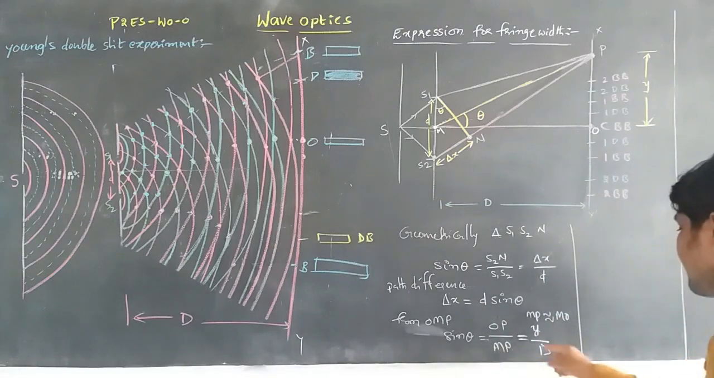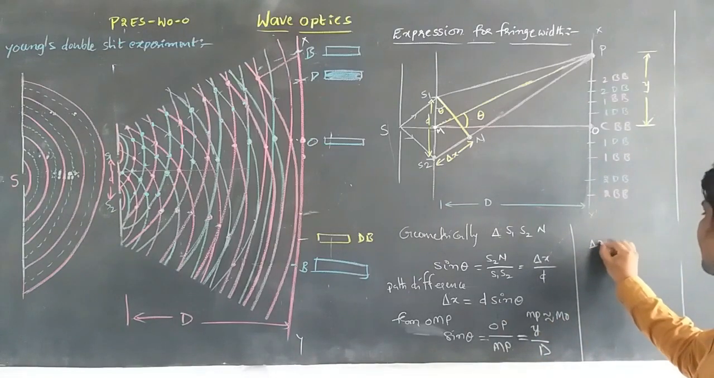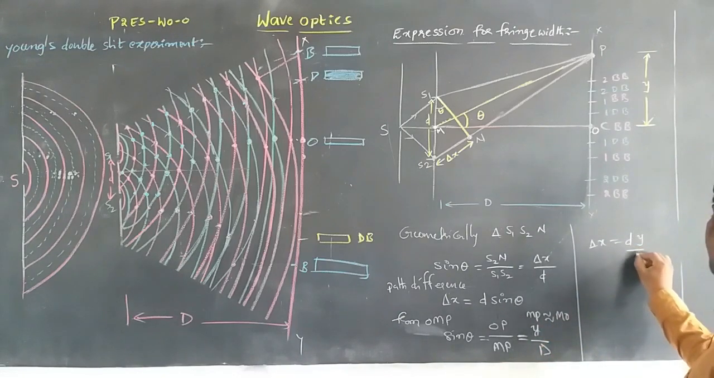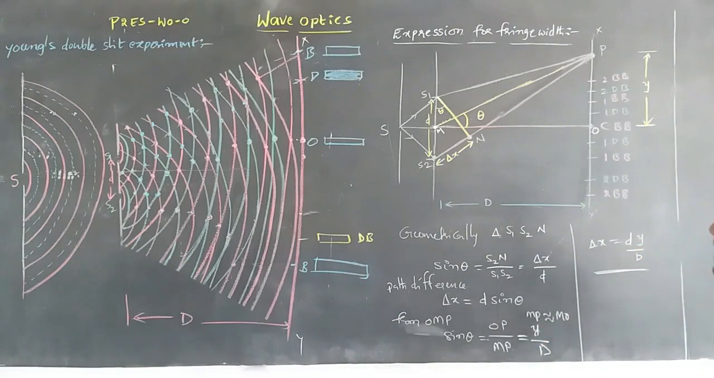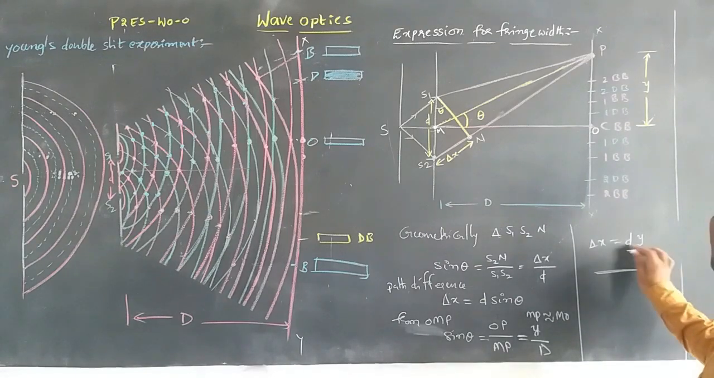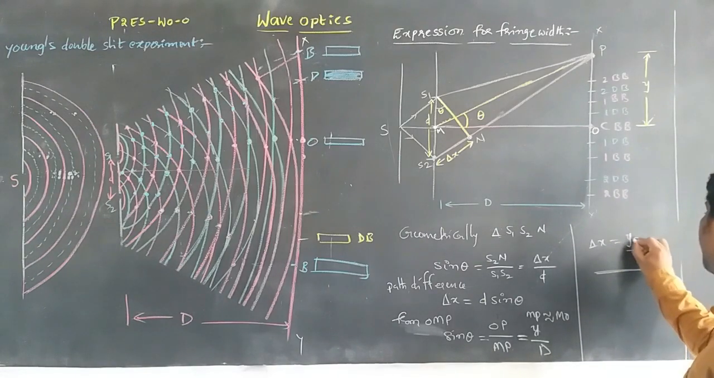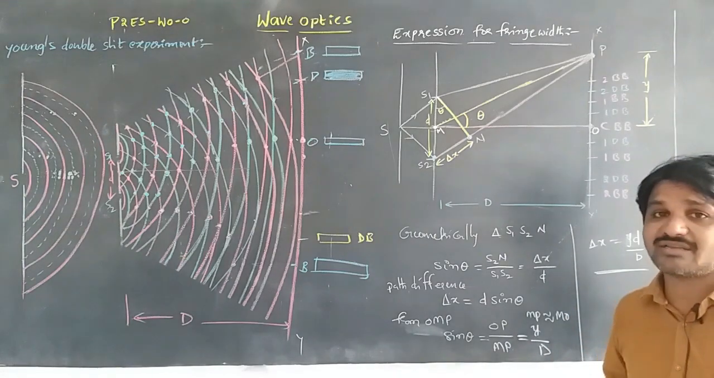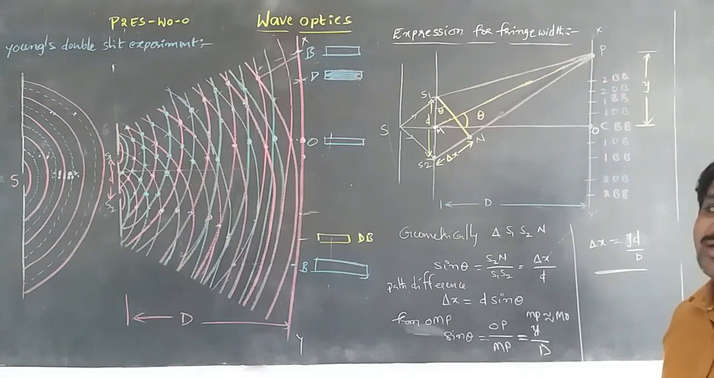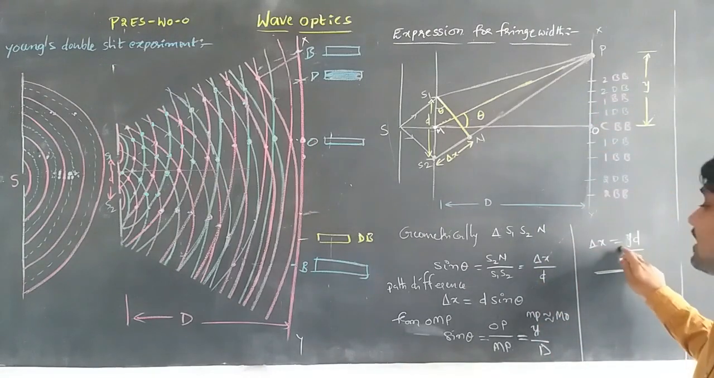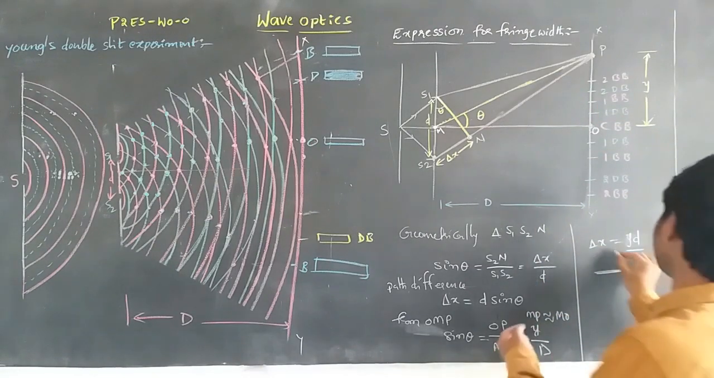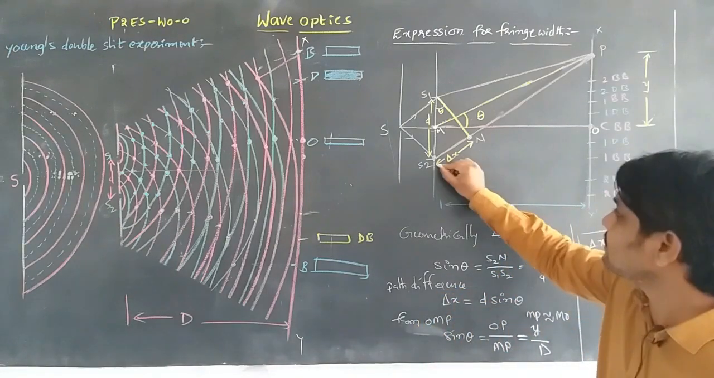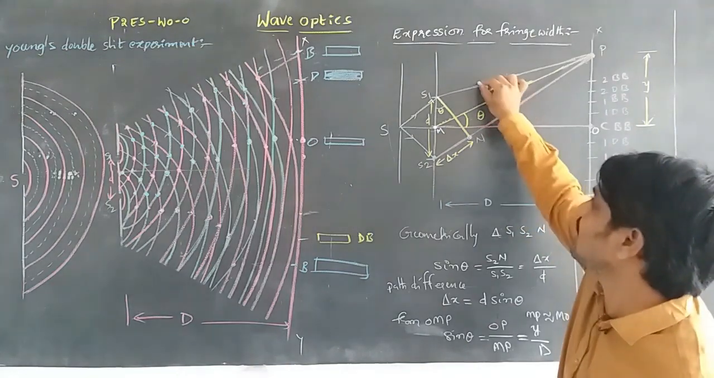From this equation we can write that delta x is equal to d sin theta, which is equal to small y by D. This is the equation for delta x, equal to yd by D. If we write it as dy, somebody might think there is a change in the length, so that's why we write yd by D. This is the path difference between the two slits.